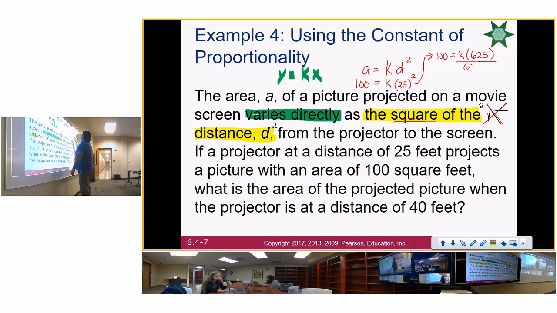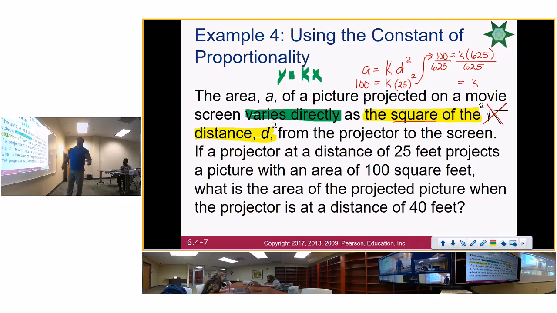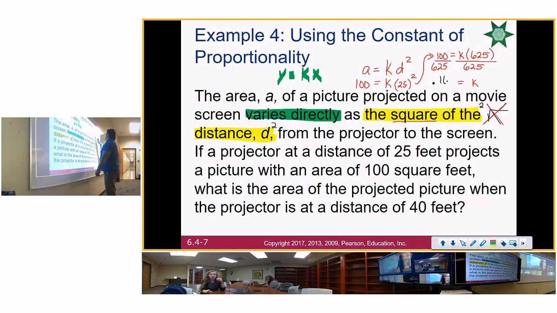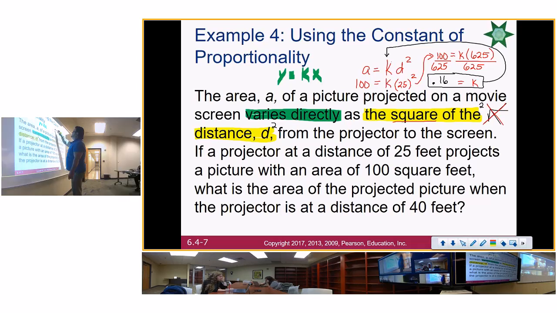And whatever you do on one side, so somebody take your calculator. What is 100 divided by 625? Somebody give me like 3 digits. 0.16. Everybody get that? Yep. Now what do I do with that K? Plug it back into the original equation and go to part 3.